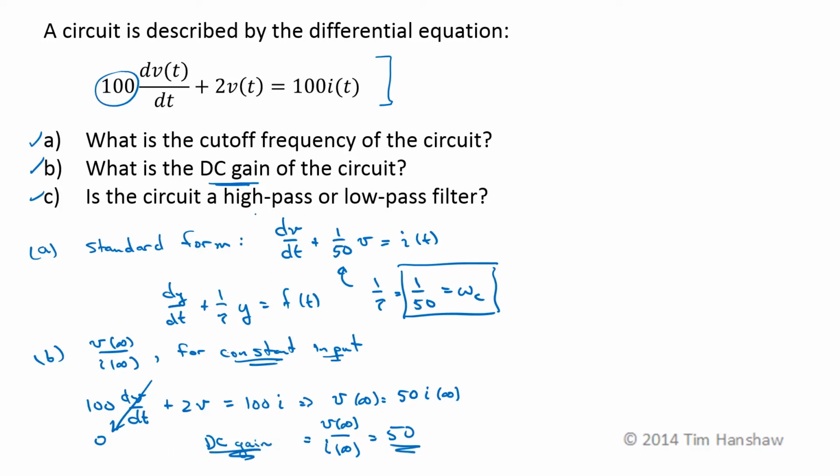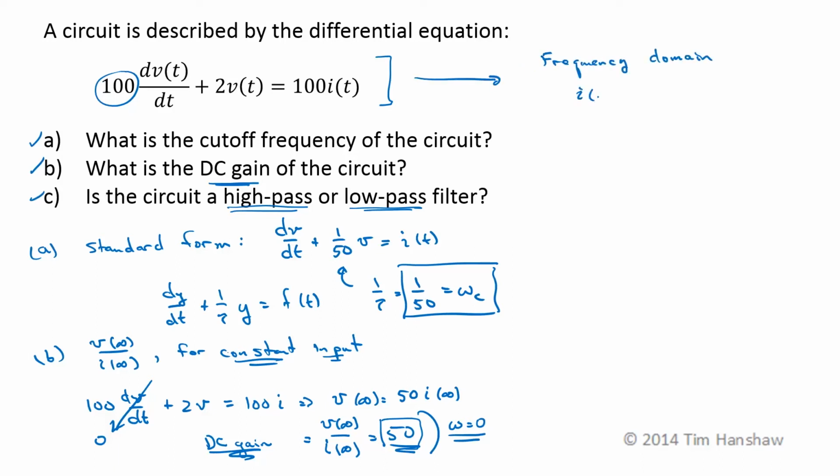Finally, we want to decide whether the circuit's high pass or low pass. We know the DC gain, which is omega equals 0. So we know the gain at 0 is 50. So now we just need to find the gain as omega goes to infinity. Let's convert this to the frequency domain.